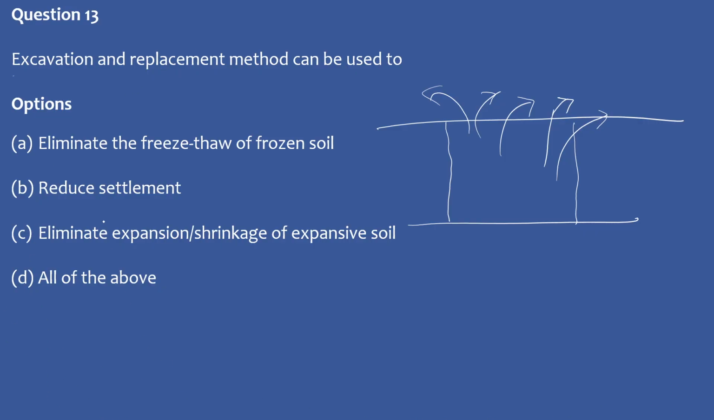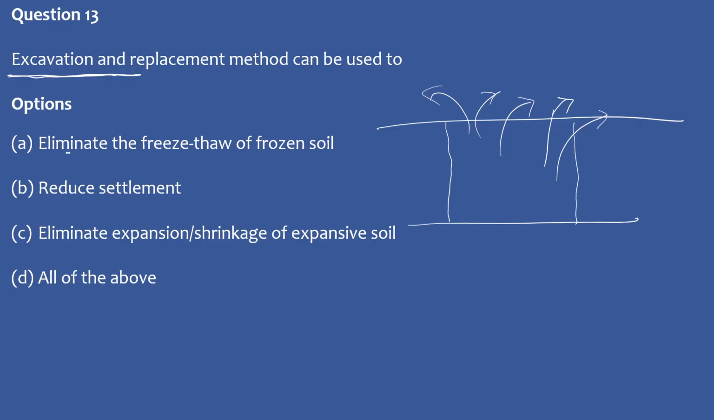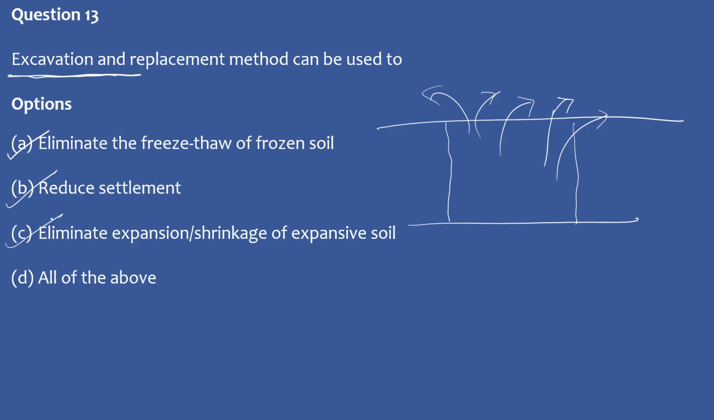Okay. And yeah, this can be performed for eliminating the freeze and thaw of frozen soil, and it can be used to reduce settlement as well, and the expansion and shrinkage of expansive soil. If you have expansive soil, you can eliminate the expansion and shrinkage. And all of the above. So the excavation and replacement method can be used for all three things, which is all of the above.